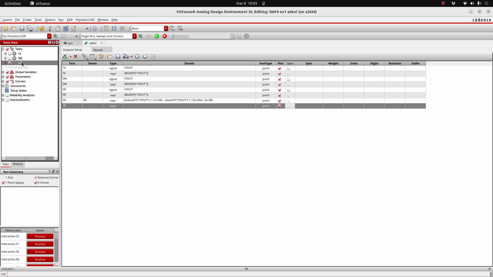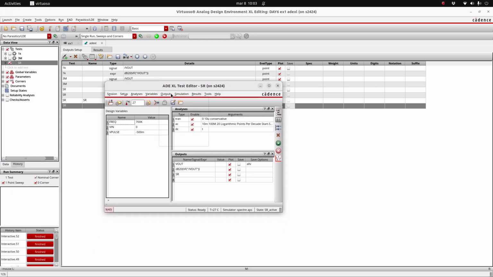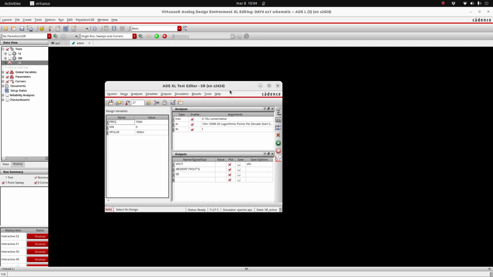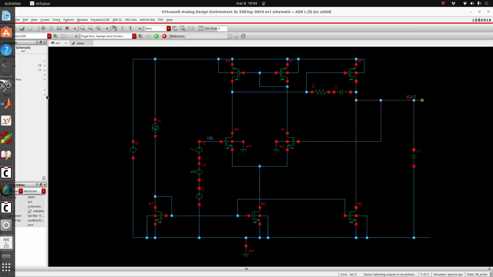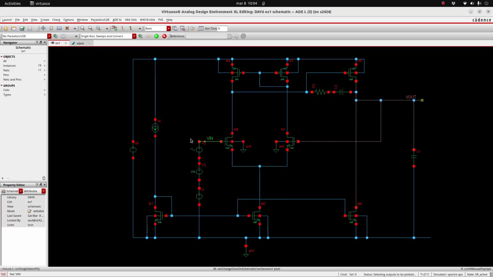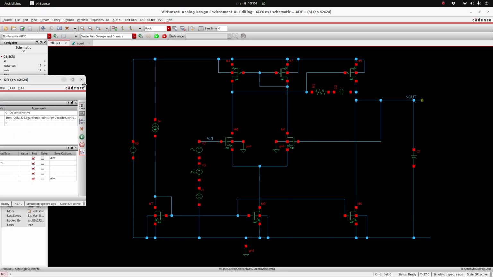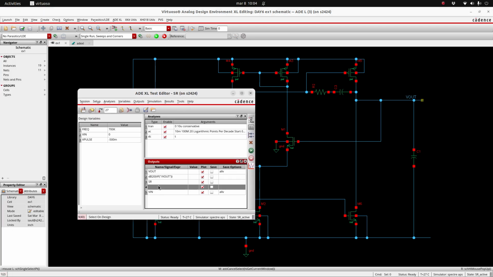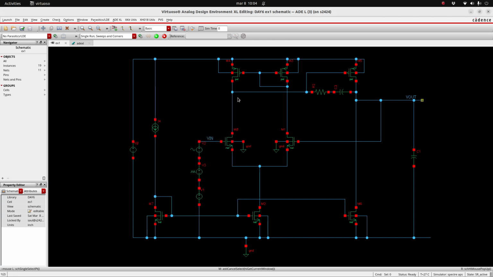We can add it here, much easier. Output to be plotted, select on design. And we select it here. So it is already there. This one I will just delete. And then we close it and then we send it to simulation.